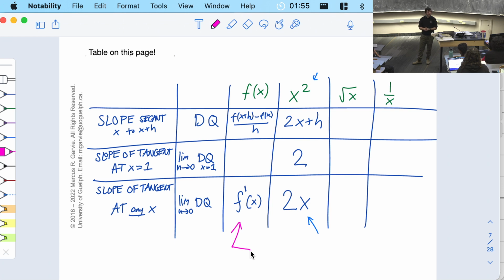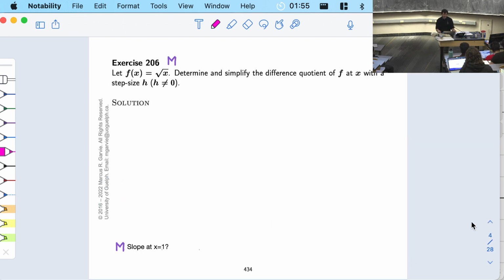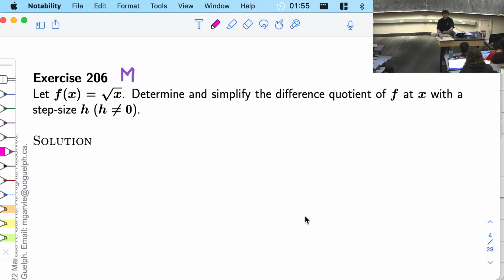What it is, how you do it. Okay, so the next thing in the notes, we're going to do exactly what we did for x squared, but we're going to do it for the square root of x function. We're going to start by filling in what is the DQ for square root of x, and then we're going to take the limit of the DQ to find the derivative of square root of x. That is the next thing we're going to do, and that is exercise 206.